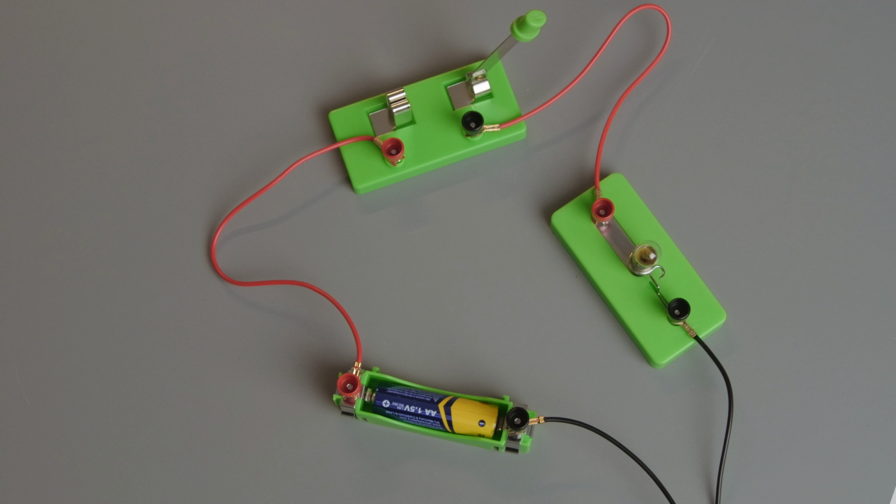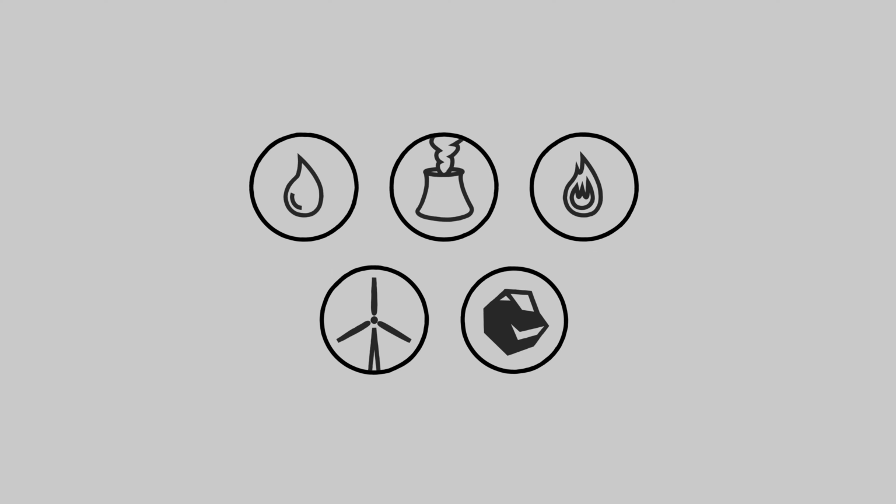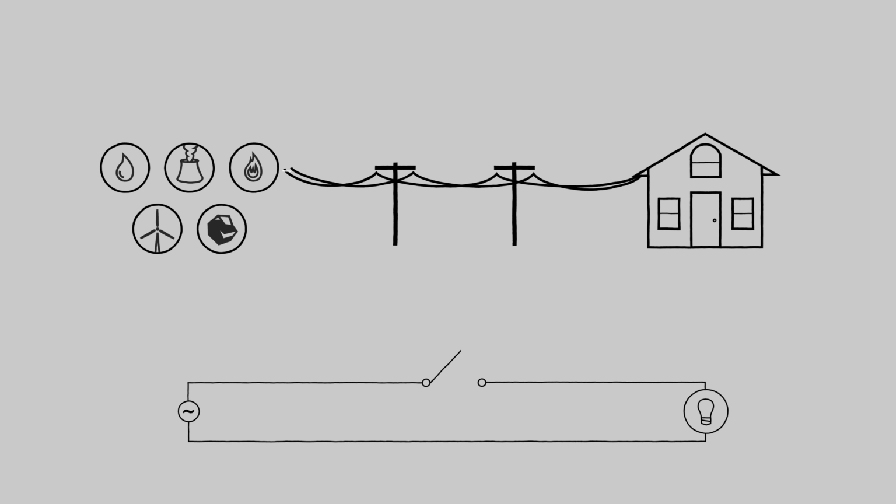The power company generates electricity using water, nuclear, gas, wind, or coal, and sends it over power lines to your house. The electricity comes into your house from the power lines, and when you turn on the light switch, it completes a circuit, and your lights turn on. You might be thinking, if the light switch breaks the circuit, why did the lights still work in another room? We'll discuss this in another video about parallel and series circuits.